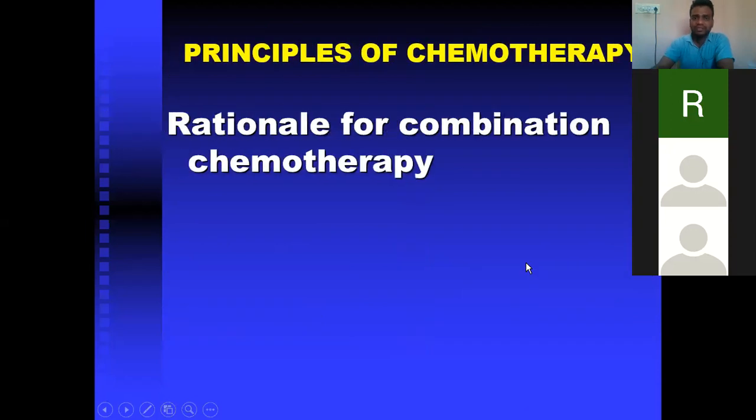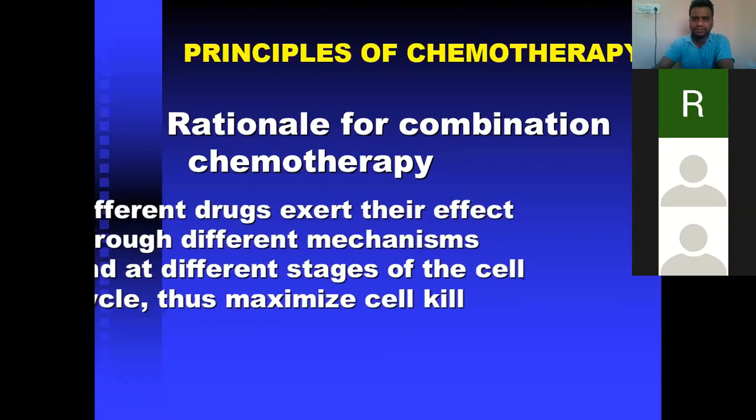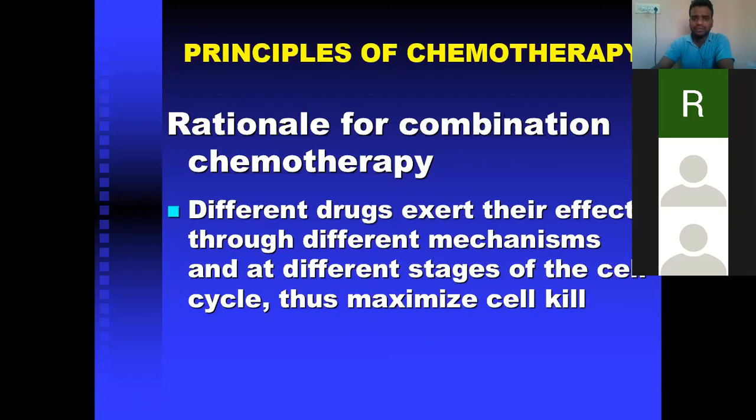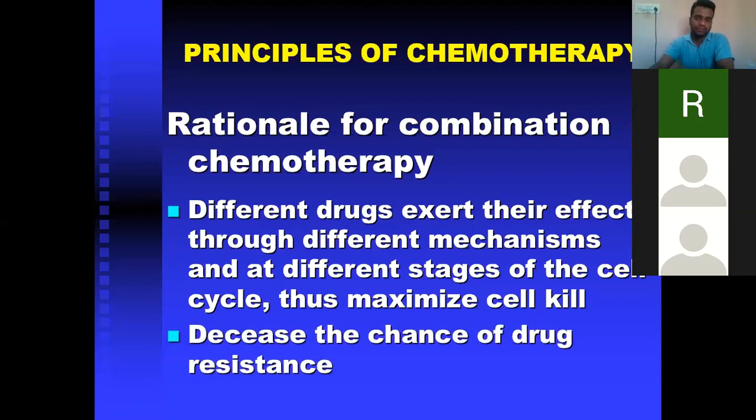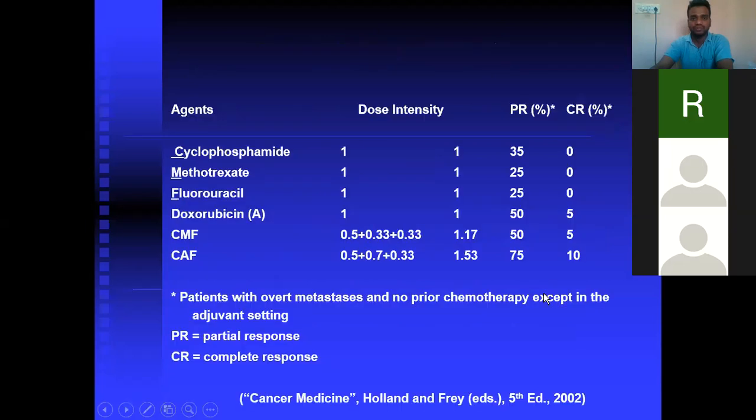So the rationale of combining therapy, this is what we talked about in the previous slide: why we want to combine many anti-cancer drugs, because they act through different mechanisms at different stages of the cell cycle. We saw the cell cycle, no? So at different stages these drugs act, and this maximizes or ensures the cell killing. That's why we prefer to combine chemotherapy, and of course this decreases the chance of drug resistance. So we prefer to use combination chemotherapy. This is just one example.